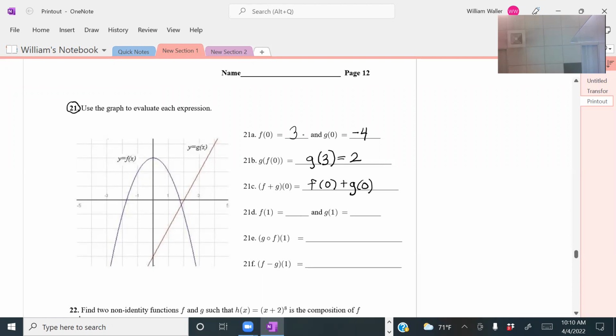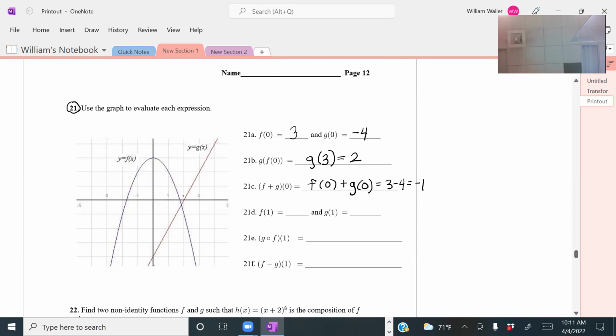And since we've already computed f of 0 and g of 0, this is easy to calculate. This is just going to be 3 minus 4. F of 0 is 3 and g of 0 is -4. So you get -1 there. So don't get confused by this evaluation just because you only have the graphs.